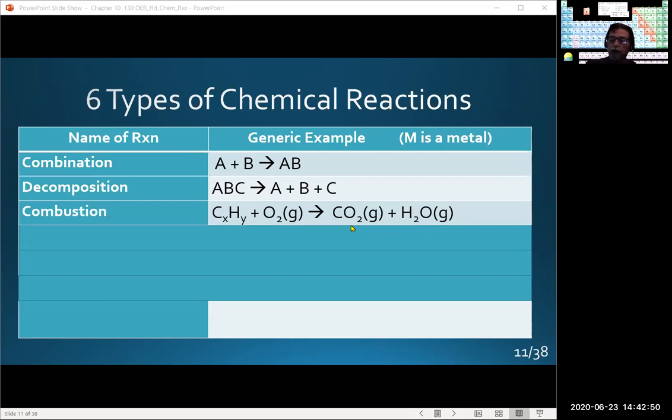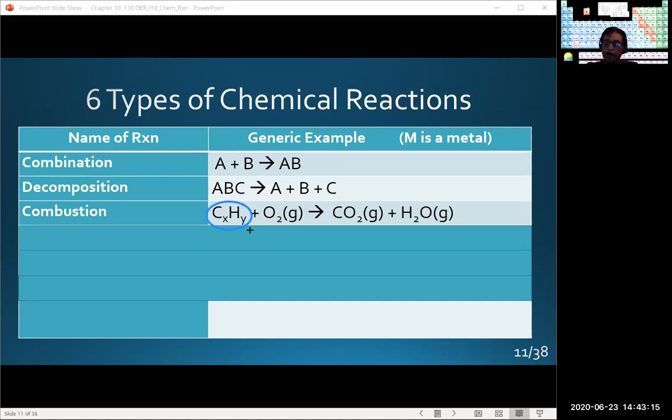Combustion. The key thing about combustion, the ones that you only have to worry about, is a combustion with what are called, and I mentioned these before, a hydrocarbon. I'm circling it right now.